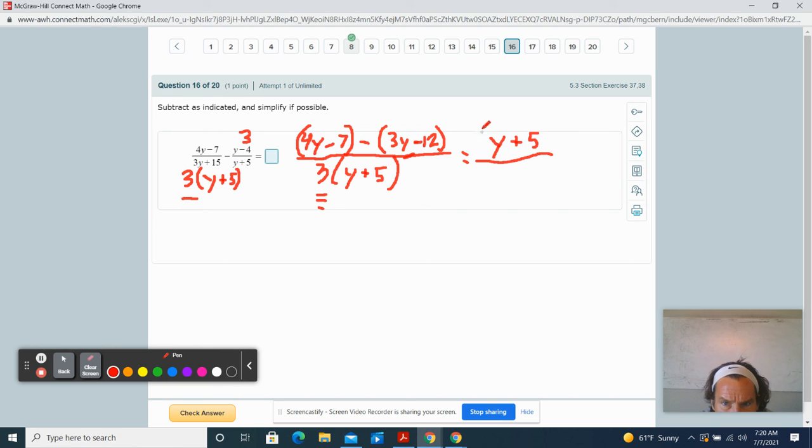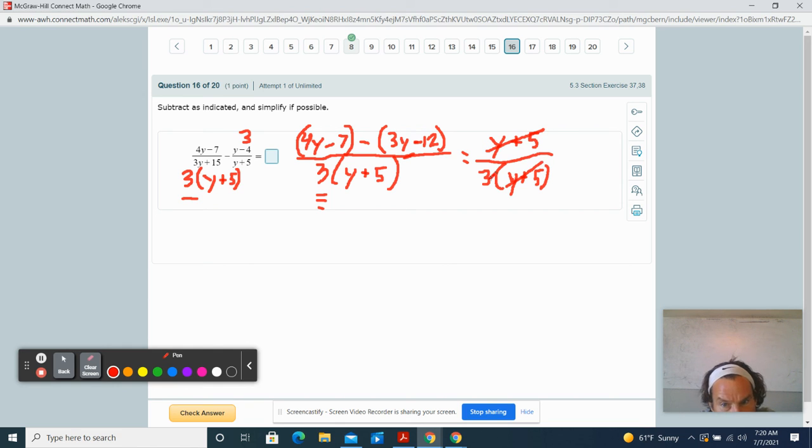Now, if I want to leave that in parentheses, I can, or I can just leave it as y plus 5. But look what's on the bottom. This is done on purpose, by the way. There's a y plus 5 on the bottom, and there's a y plus 5 on the top. Those look the same. I'm going to cancel them.